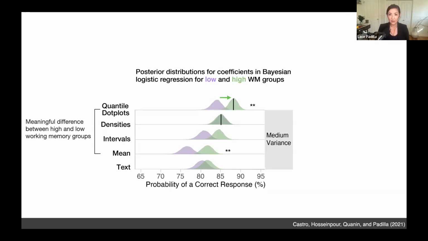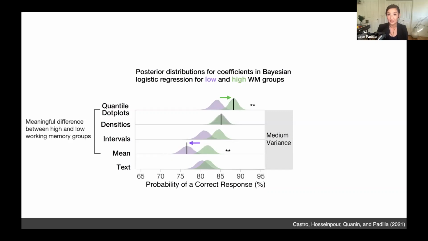And the other one I'll point out is individuals with low working memory capacity. When they just saw that mean plot, they didn't see any uncertainty, they're performing the worst, significantly worse than those with high working memory capacity in that group, but also worse than everyone else as well. If you have low working memory capacity, it's actually really useful for you to see that uncertainty information.